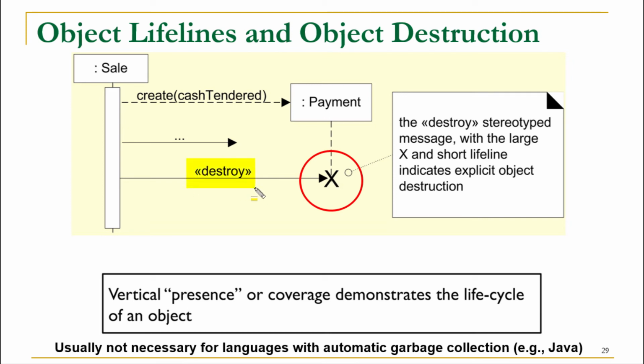So it says that the destroy stereotype messages with the large X at the short lifeline indicates explicit object destruction. So when we created the new payment object, we called a number of methods on that object, and finally we destroyed it. And this vertical coverage demonstrates the life cycle of an object. So it says the sale object is there until and unless this lifeline is there.